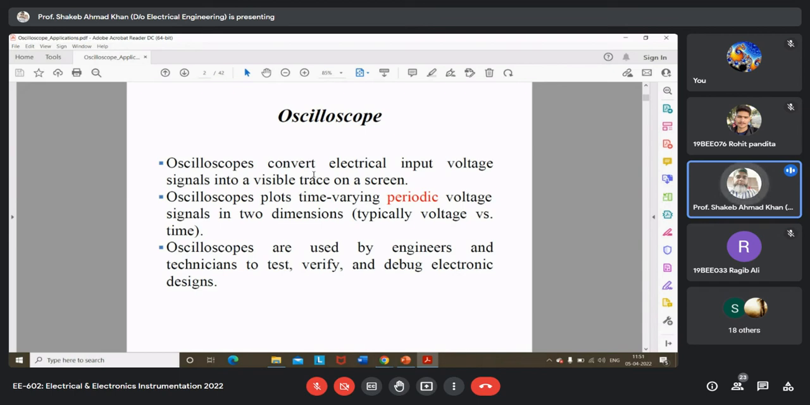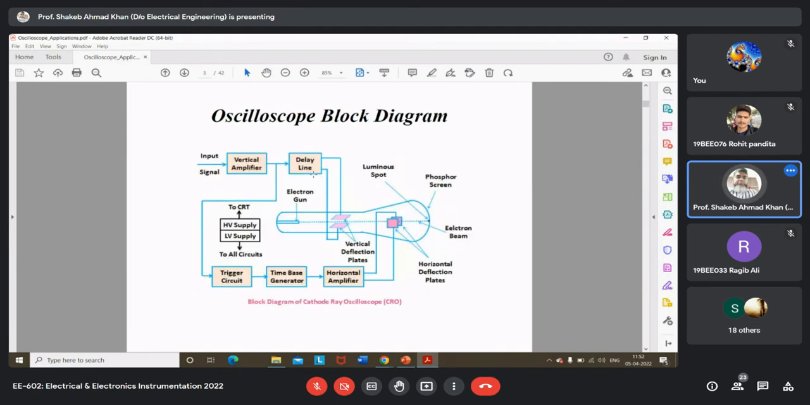Oscilloscopes, I'll come to that. This is only one of the operating modes, in which the time varying voltage signal is plotted against time. But there is another way the oscilloscope is used, I will come to that. Oscilloscopes are used by engineers and technicians to test, verify, and debug electronic circuits. So this is all possible.